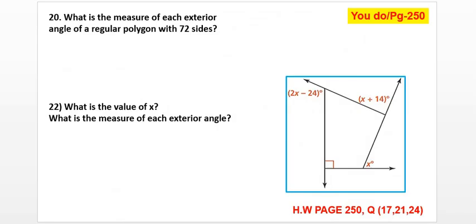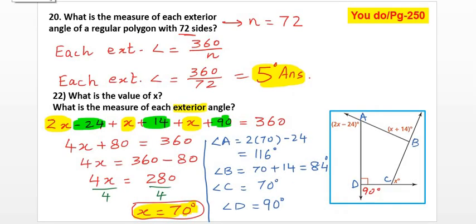Okay, now I want you to pause the video here and solve these two questions on your own, and then play the video to check your answers. So here is the answer for both the questions. Question number 20, it was about the exterior angle. They were saying, if it's a regular polygon of 72 sides, what is the measure of each exterior angle? So the basic formula is always, whenever we want to find each exterior or interior angle, we need to divide the sum by the number of sides. So in case of exterior angle, the sum is 360, so you will divide it by n. So the final answer is 5 degrees. That means each exterior angle will be 5 degrees.